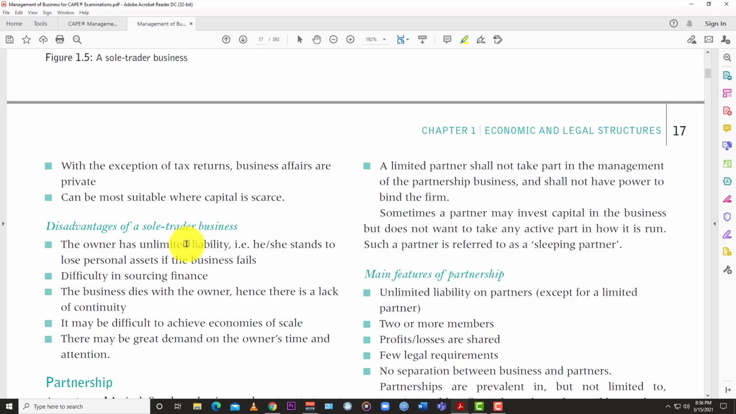The owner has unlimited liability. That is, he or she stands to lose personal assets if the business fails. Again, they expect you to have learned about limited and unlimited liability in POB.